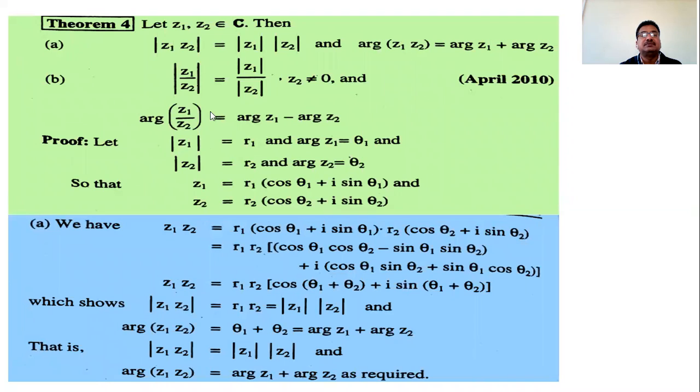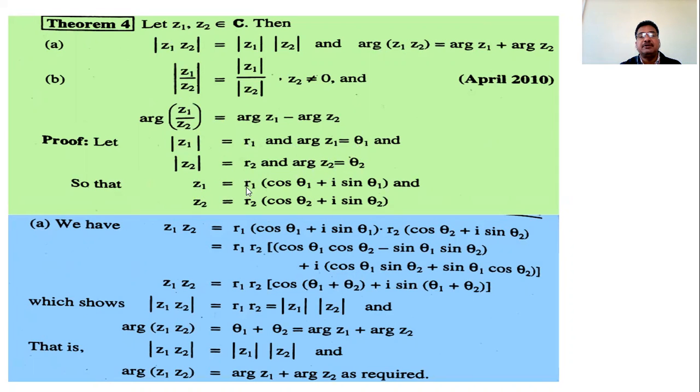Okay, so we have to prove this, theorem a and b. This theorem is important as far as the exam is concerned. So let mod z1 be equal to r1, and argument of z1 is theta1. We assume this, and modulus of z2 is suppose r2, and argument of z2 is theta2.